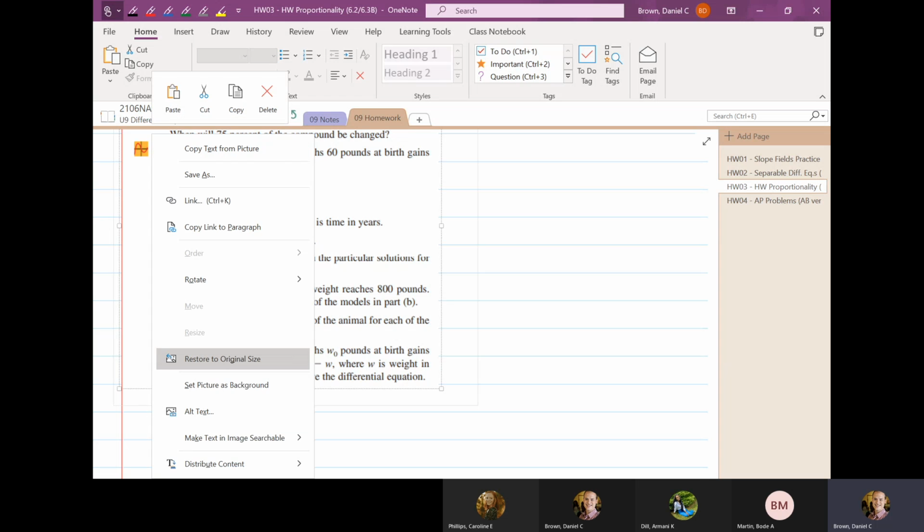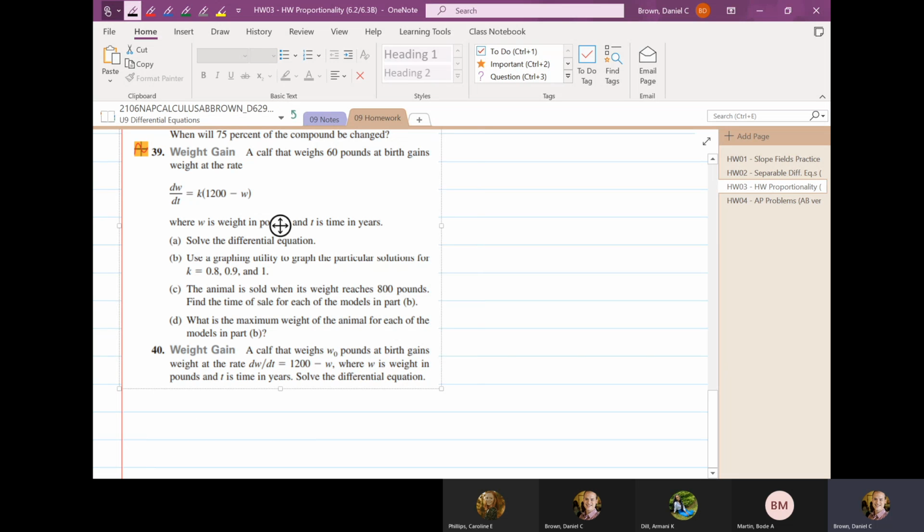You're basically using, so the calf weighs W sub 0 pounds at birth. So you're basically saying at 0, it weighs that. So it's not going to be an actual number you have to plug in. So it'll just be like an equation? Or expression? An expression, basically, yeah. So that's the only initial condition that you have? Yeah, that's all they give you.